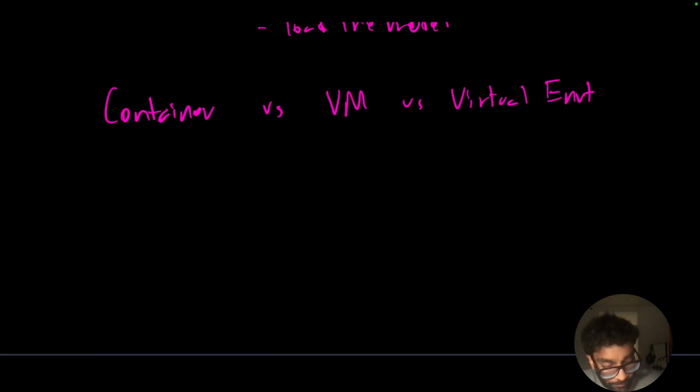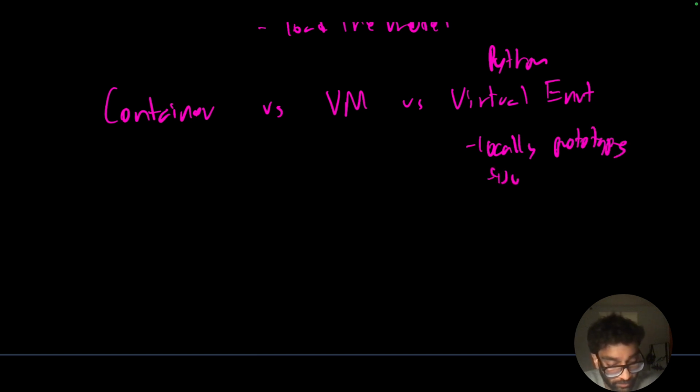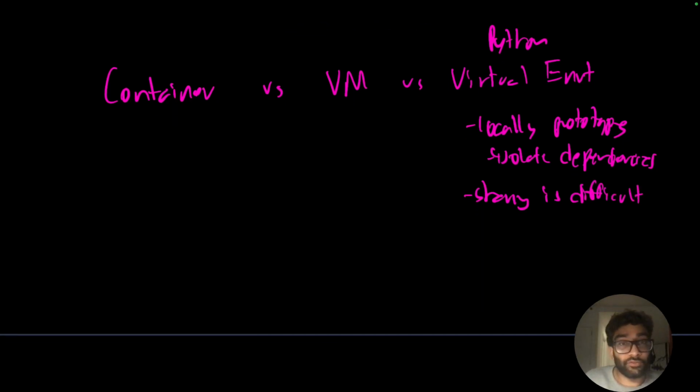A virtual environment, this is a Python concept, right? This is the easiest one to distinguish, so I'll talk of it really quickly. This is great if you're locally prototyping. You have a virtual environment and you can isolate your dependencies in there. But sharing this to other developers or teams of developers is difficult. You're still constrained in a sense where this is just limited to you. And this is not really something that you can share with a virtual environment.